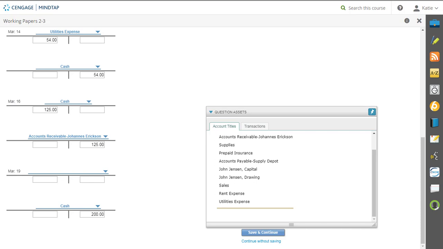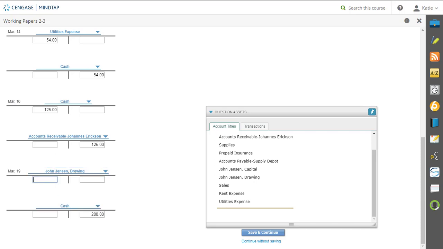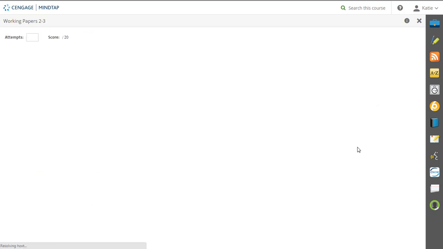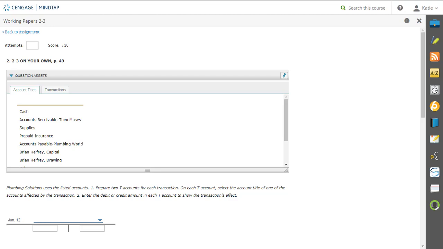What does drawing do to owner's equity, Sabrina? Make it go up or down? What is the downside of owner's equity? That is its normal balance. And the owner has taken more and more out, so we're always going to be increasing that cap of that drawing account. So we're going to go ahead and put John Jensen drawing here, and we're going to debit it for $200. Once you go ahead and click on Save and Continue, why don't you try that on your own?